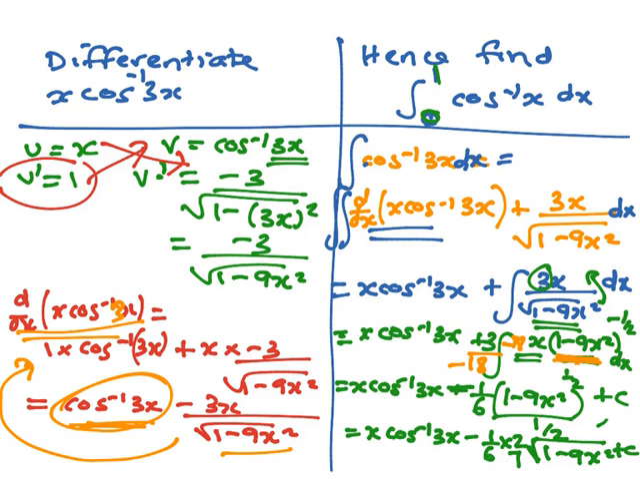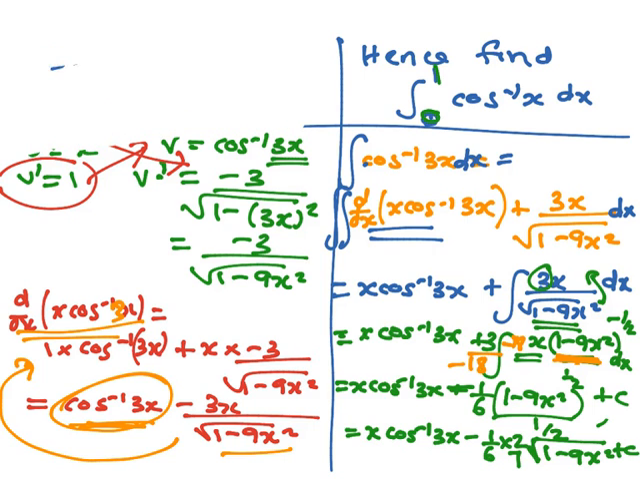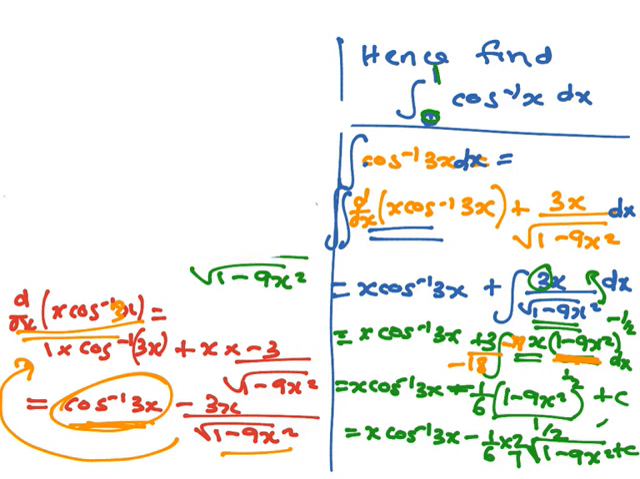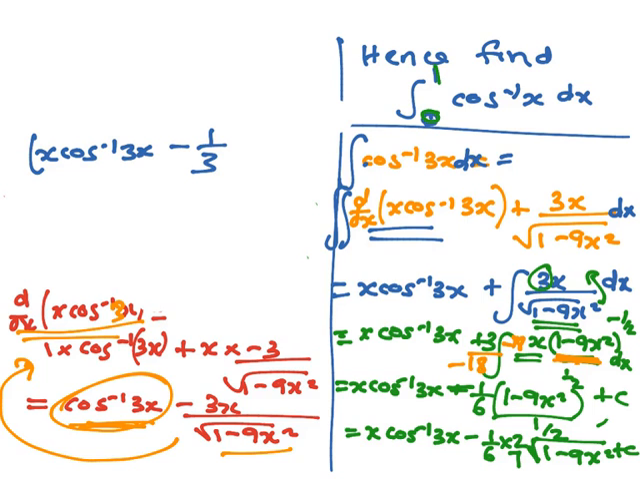Now we actually want between 0 and 1. So if we continue with this, we don't actually want to do the c. We want to sub in our endpoints. So that means we're going to have x cos⁻¹(3x) minus 1 on 3, because that cancels to 3, 1 on 3, the square root of 1 minus 9x squared.